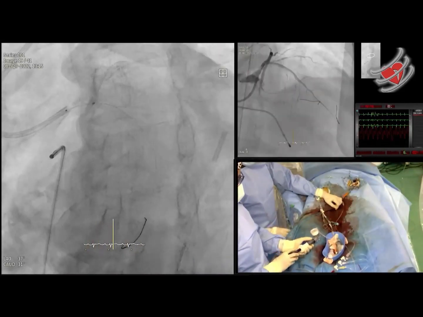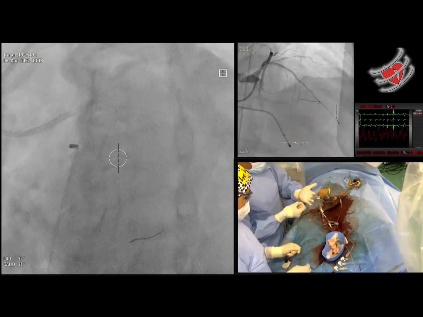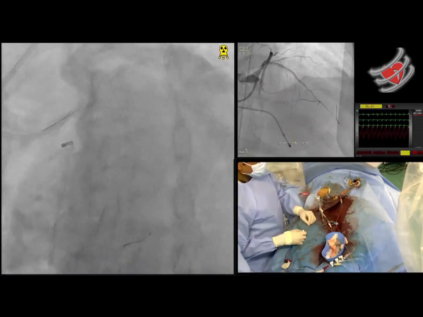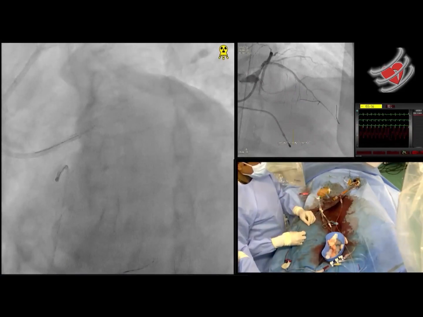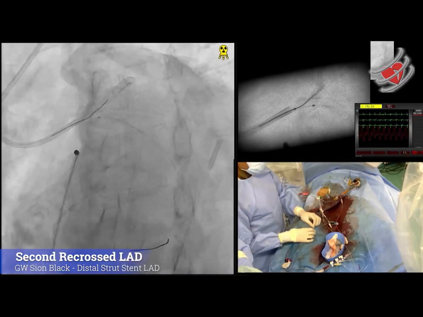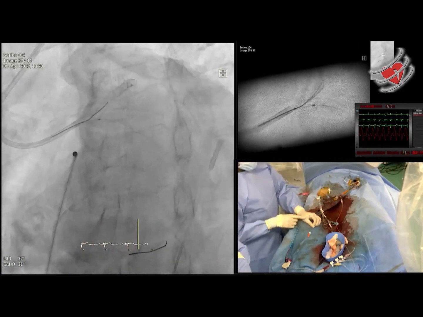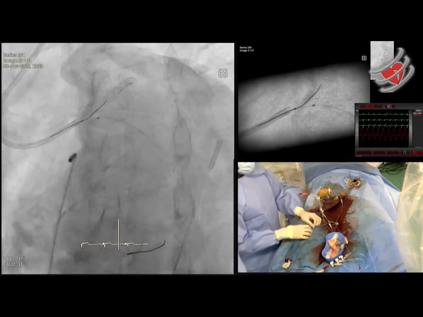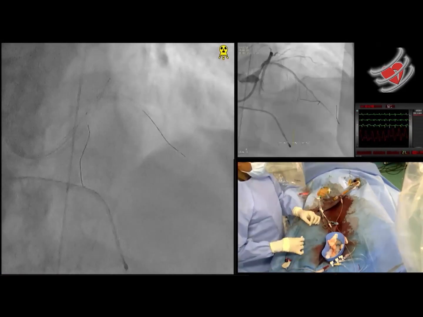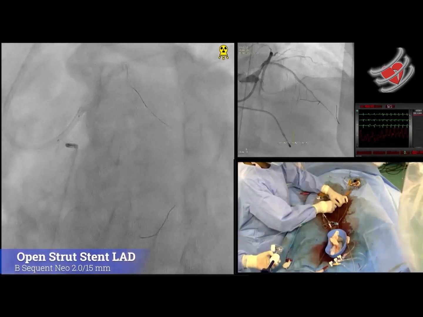And then we did POT in the left main. And then another recross in the distal or mid part of the stent on the LAD. And then followed with opening the strut with 2.0 balloon. And then do some final kissing.